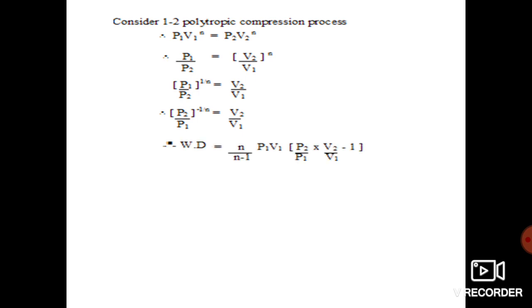Now we substitute this value in equation number 1. So when we substitute the value of V2 by V1 in equation 1, we get n upon n minus 1 P1 V1 bracket P2 upon P1 into this term (P2 by P1) to the power (n minus 1) upon n, minus 1.